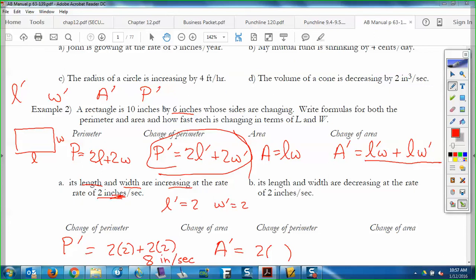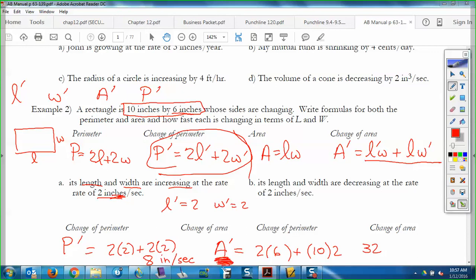So let's go ahead and assume that this is the moment in time we're talking about. Right now the length is 10, the width is 6, and the length and width are changing at this rate. So you're right. We would put a 6 in for W. And what would we put in for L? 10. And what would we put for W prime? 2. So this would be 12 plus 20. That'd be 32. What would the units be?